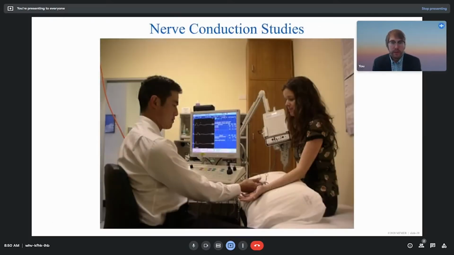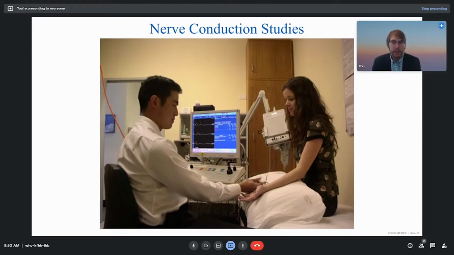Nerve conduction studies are a technique used to shock or zap a nerve and then measure where the electricity comes out, how much of it comes out, and how fast does it get there. And that tells us a lot about the integrity and contiguity of a nerve.